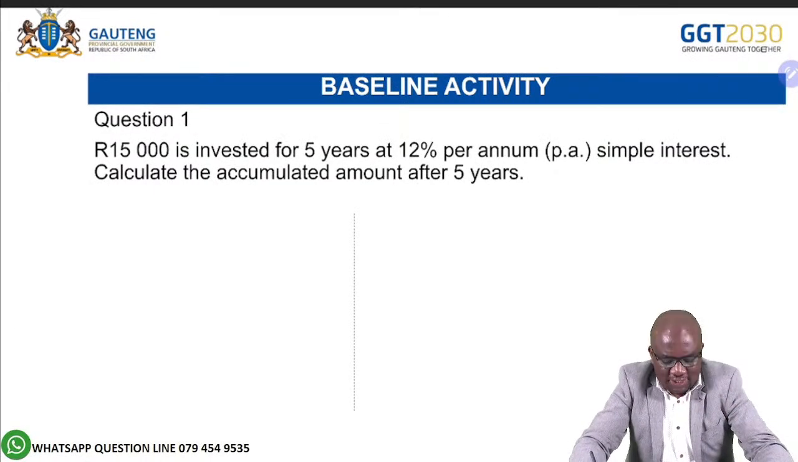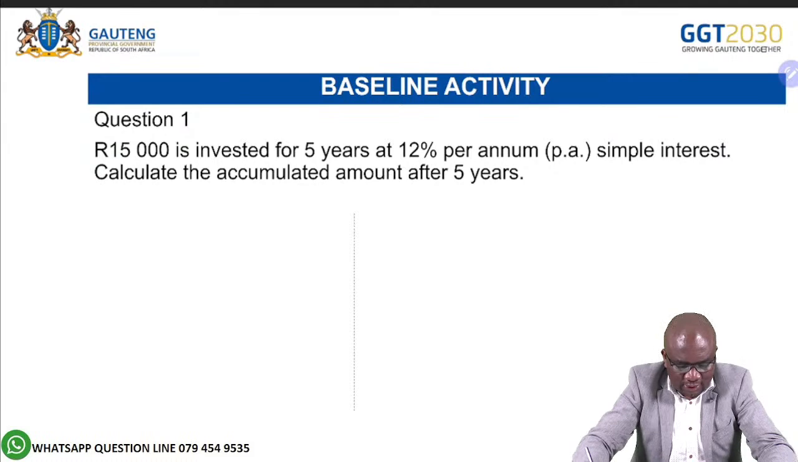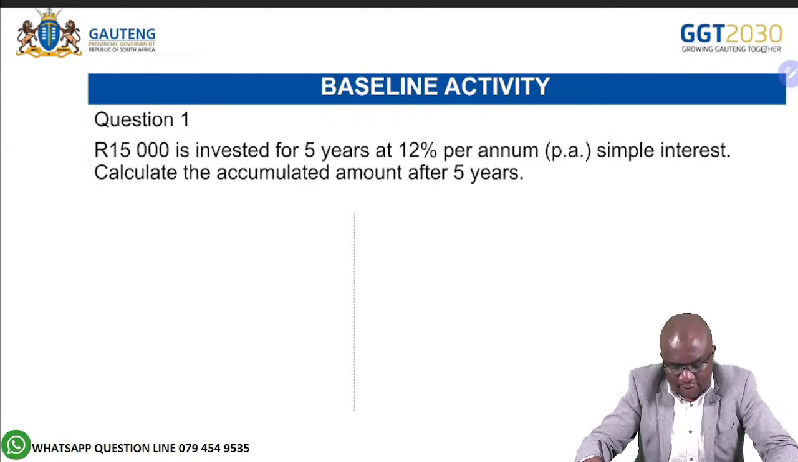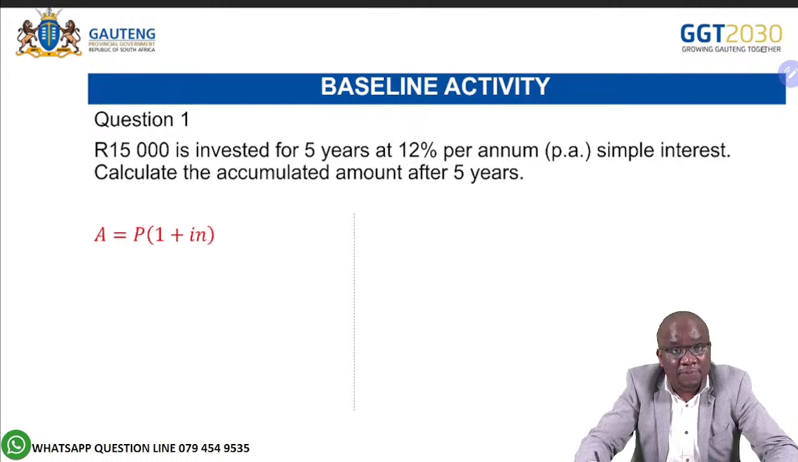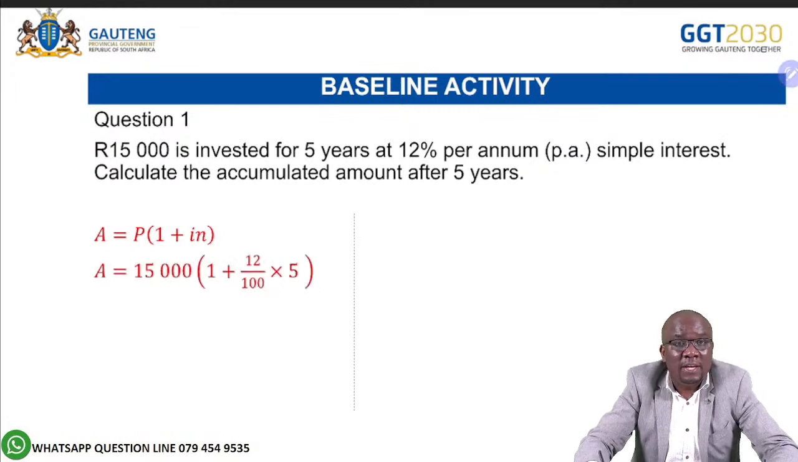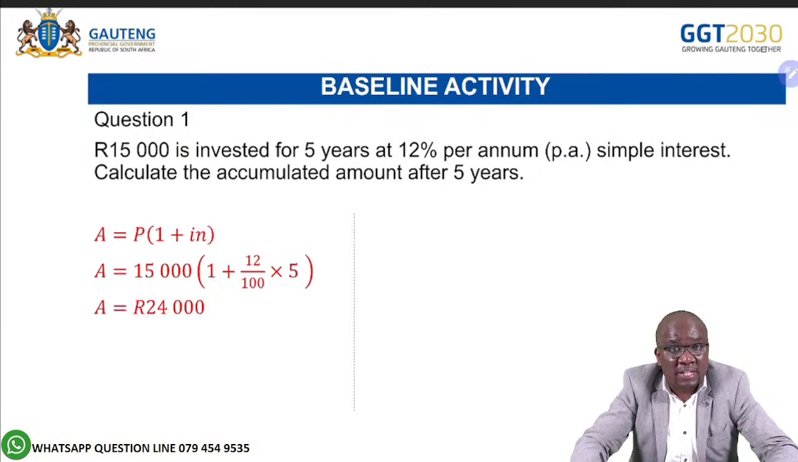Right, welcome back, Grade 10s. Did you manage to get the answer? 15,000 is invested for 5 years at 12% per annum simple interest. So we're going to use the simple interest formula. We're looking for A. P is 15,000. I is 12 over 100 or 0.12. N is 5. Then we substitute into the formula and put this in the calculator. We get that A is equal to 24,000 Rand. You see that? Okay, let's do the next one.